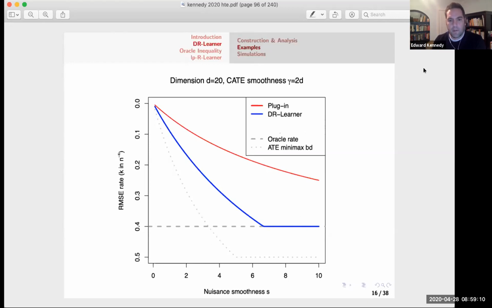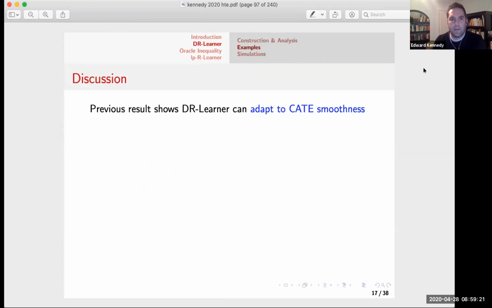In this case, you need something like average smoothness of 7. Right, so that's just a picture of these rates. We'll come back to this as we add more rates in the picture. Okay, so overall, this shows that using this approach can allow you to adapt to the smoothness of the CATE.